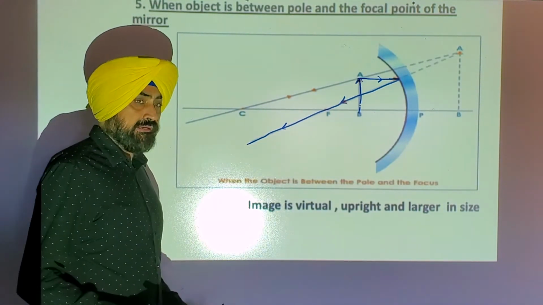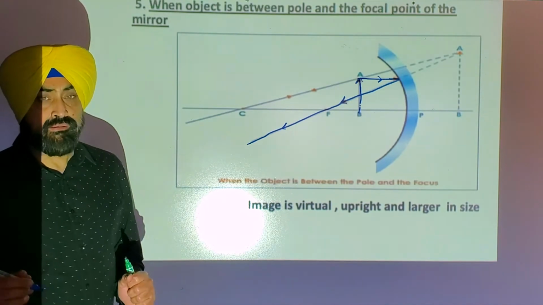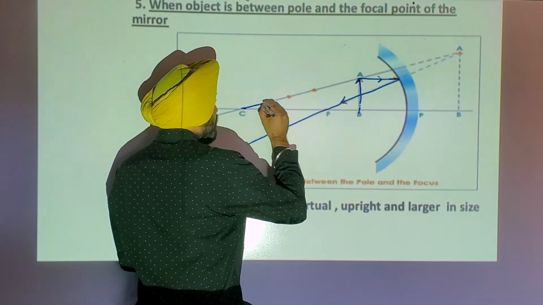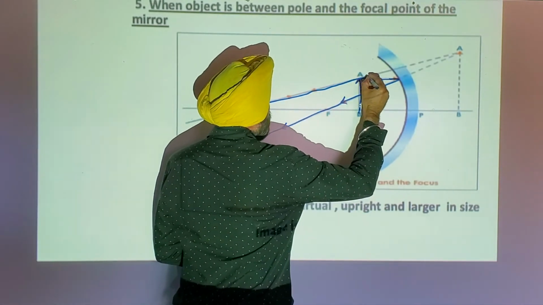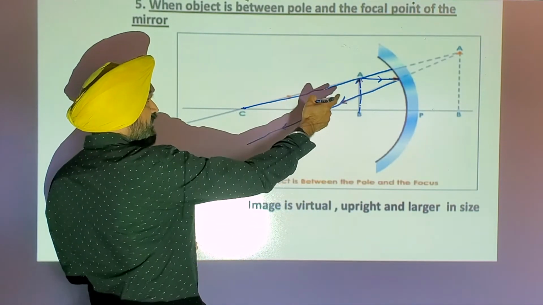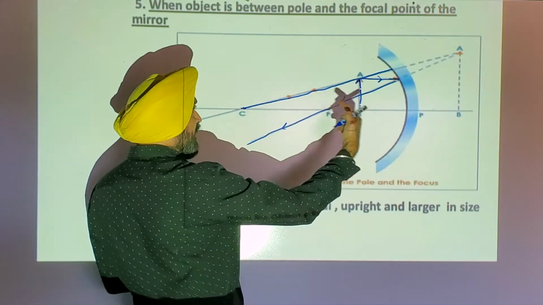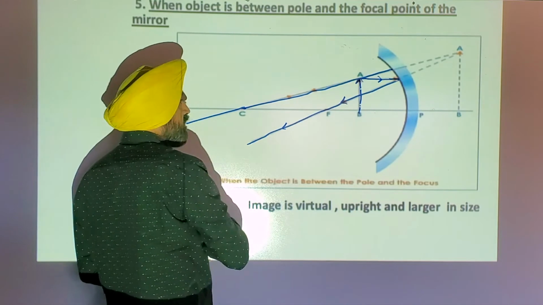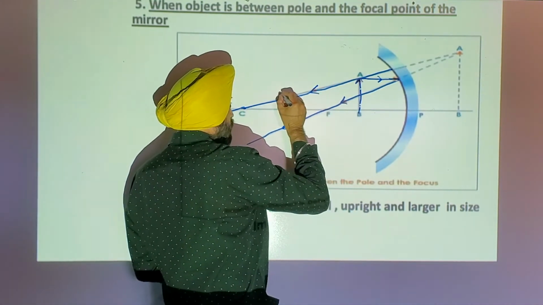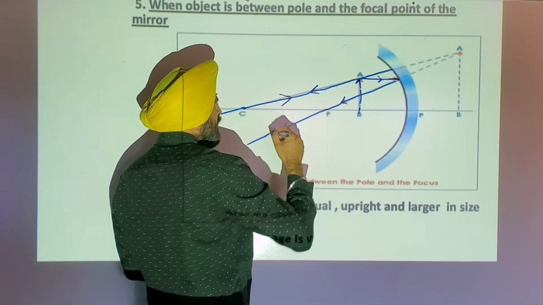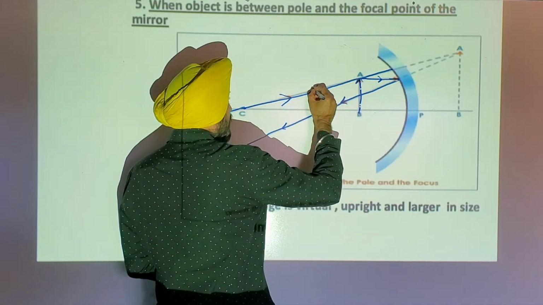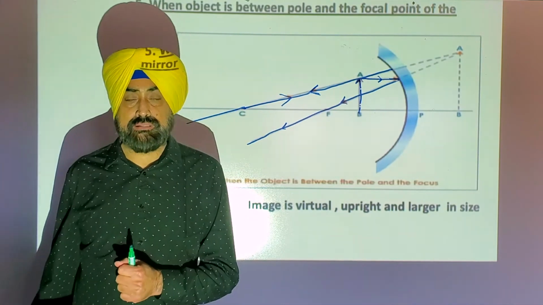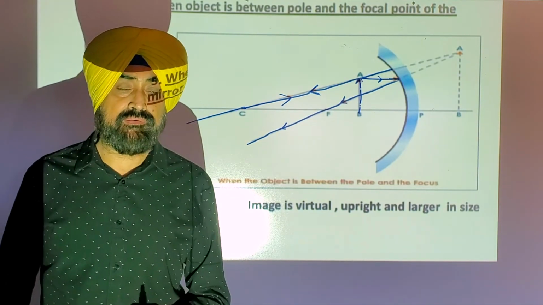Second ray, which is coming from the center of curvature, after striking will reflect and retrace. So it is coming from the center of curvature and coming back the same way. So this is the incident ray direction, this is the reflected ray. So both are the same. So retracing its path, that's what this reflected ray is.